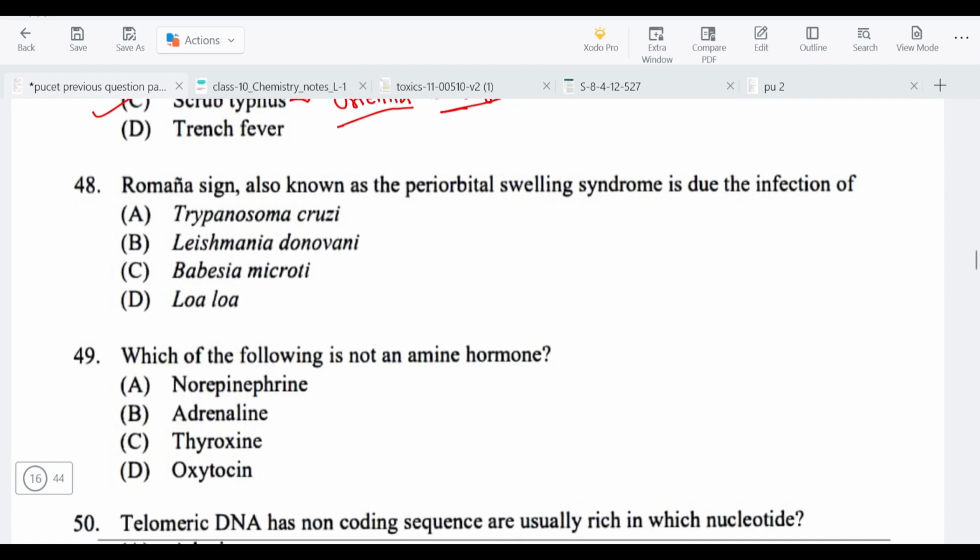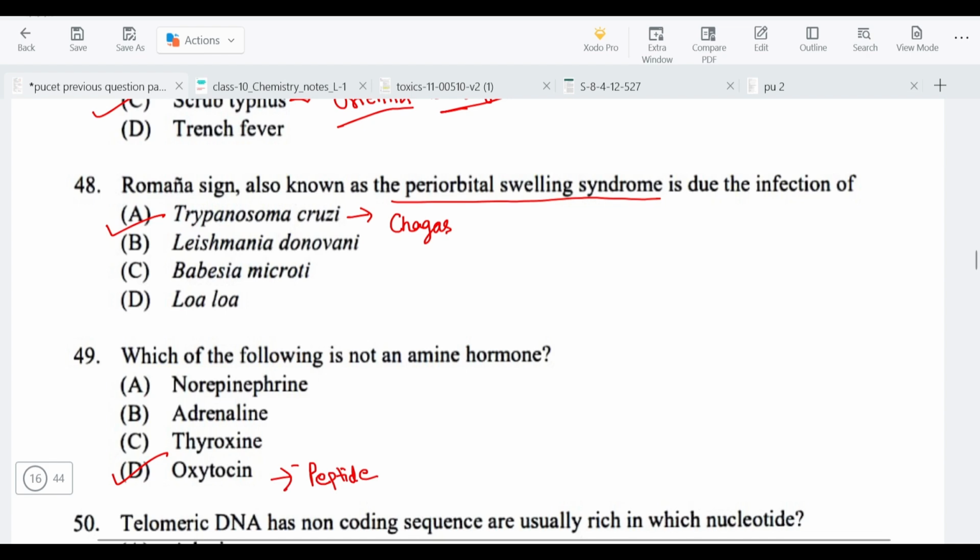Romaña sign, also known as the periorbital swelling syndrome, is due to infection of, the answer is Trypanosoma cruzi. And what does Trypanosoma cruzi cause? It causes Chagas disease, right? Next question, which of the following is not an amine hormone? The answer is oxytocin. It is not amine, not proteinous, it is a peptide hormone.